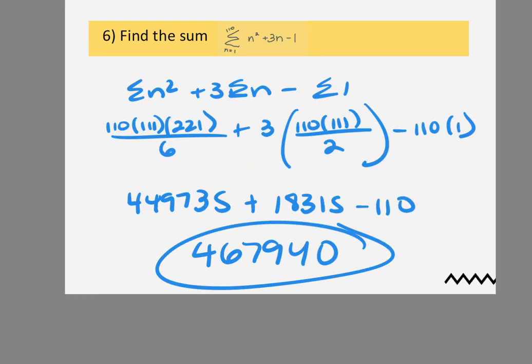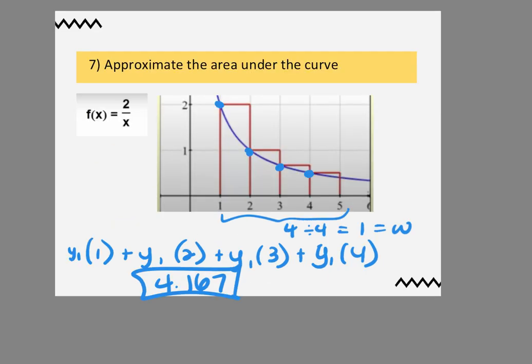6, this is your summation. So you're splitting it at the plus and the minus. The n squared, well, the 3 gets bumped to the front of the n. Plug it all in, 467,940.